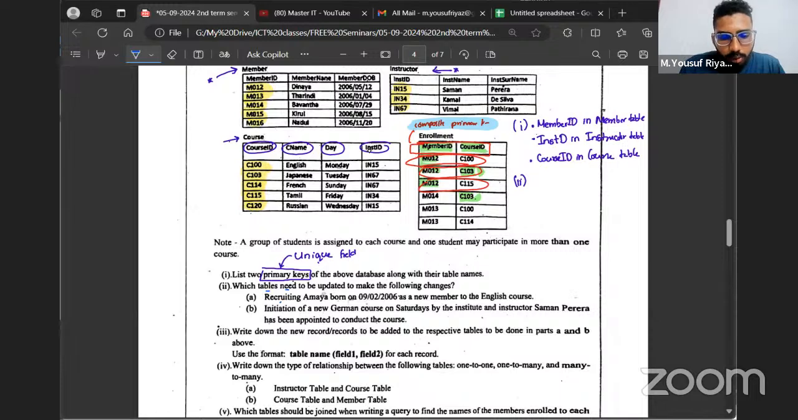Next, which tables need to be updated? If you're going to recruit a person called Amaya, born on 9th of February 2006, as a new member to the English course, okay? So there's going to be a new member for the English course, and her name is Amaya. Which table do I have to update?